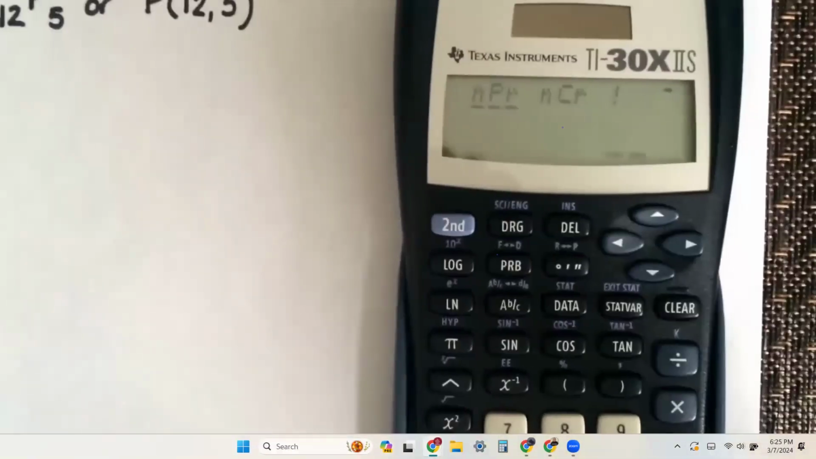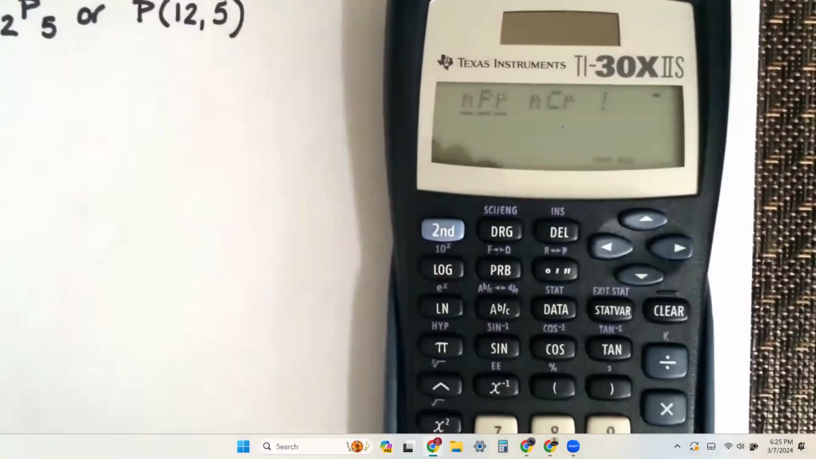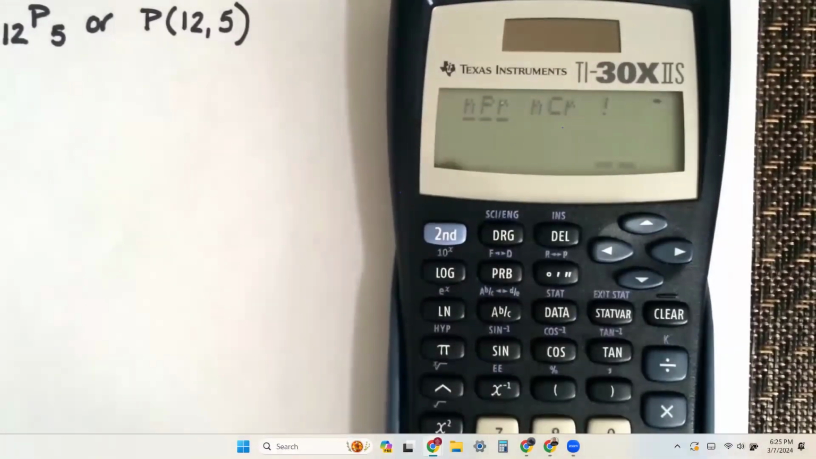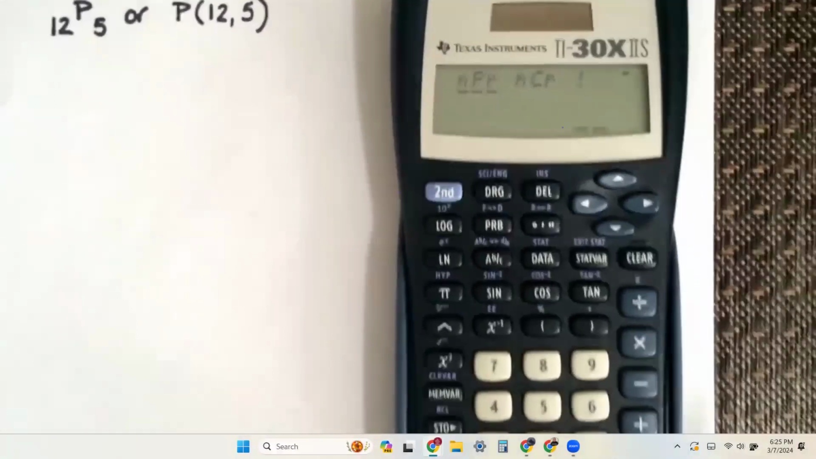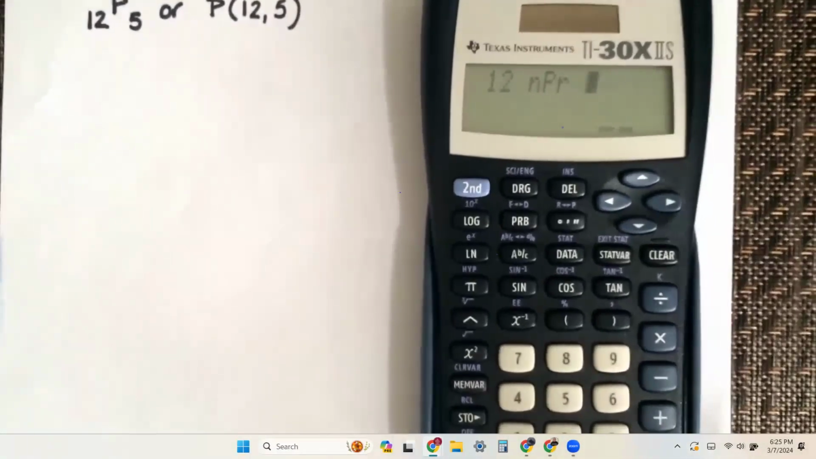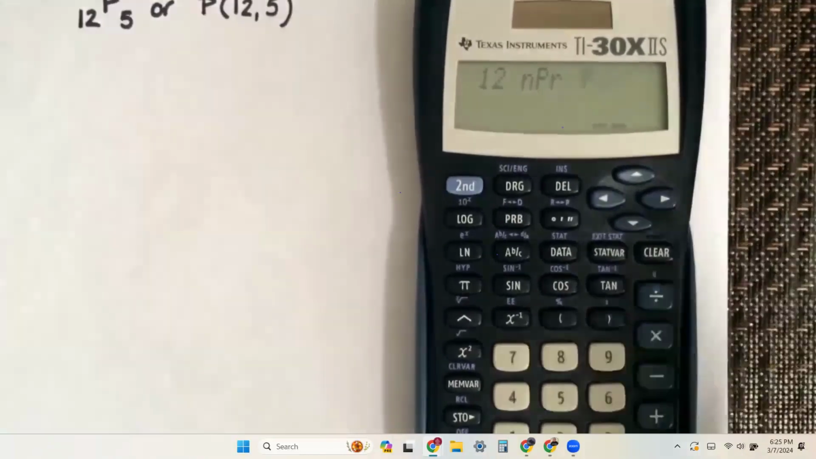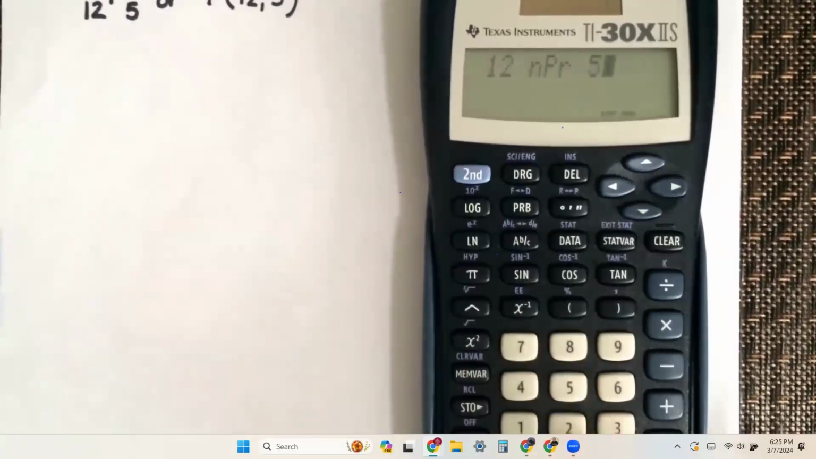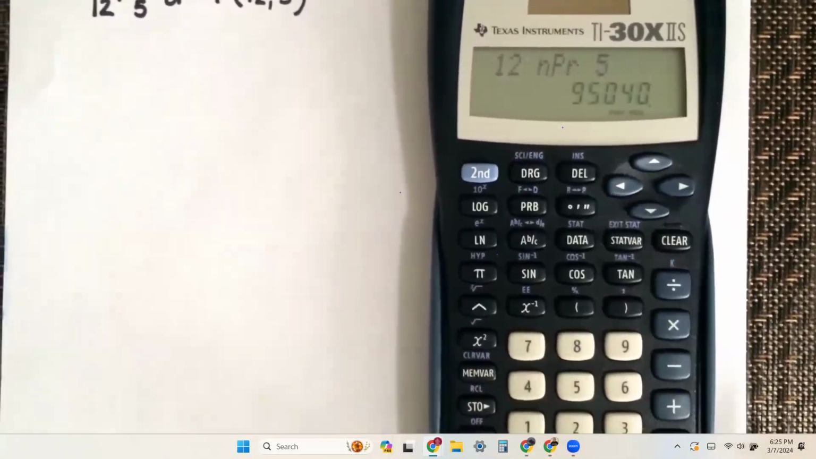And it defaults to the PRB. So if you're doing PRB, you just hit enter. Or you hit equal. And then you put in your small number. All right.